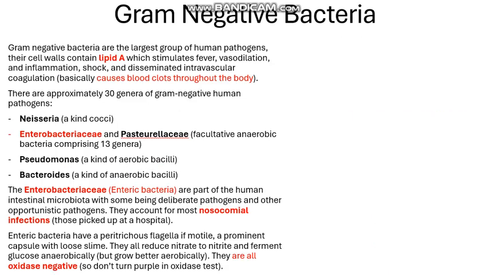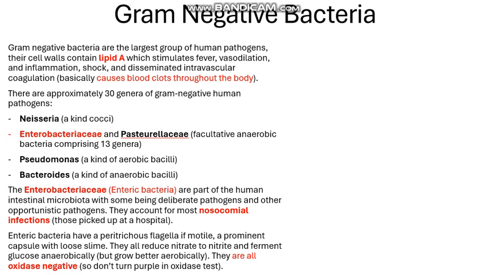So gram-negative bacteria are the largest group of human pathogens. Their cell walls contain lipid A, which stimulates fever, vasodilation, and inflammation, as well as shock and disseminated intravascular coagulation. Basically, it causes blood clots throughout the body. There are approximately 30 genera of gram-negative human pathogens.